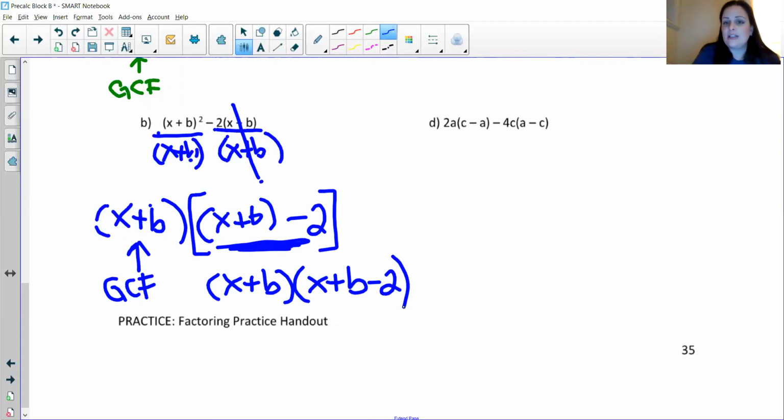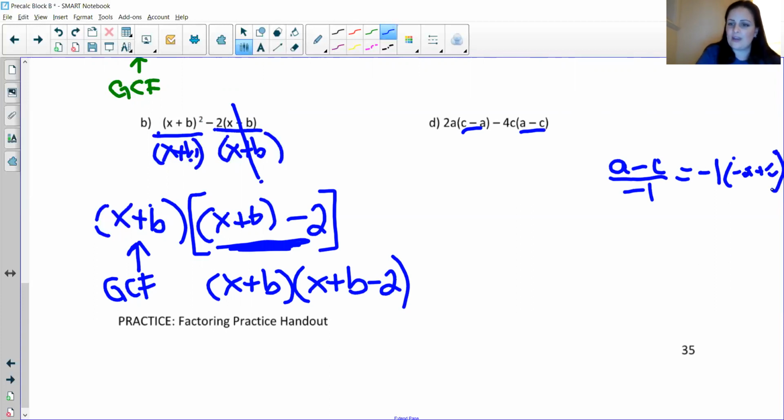So the last one is a little bit of a tricky one. You have something that looks like this and then something that looks so similar, but it's not the same thing. So you have to do an extra step of manipulation to make it the same thing. So a minus c, if you divided out a -1 from it, it would become a -1 times -a plus c. Then if you rearranged it, it would become a negative c minus a.